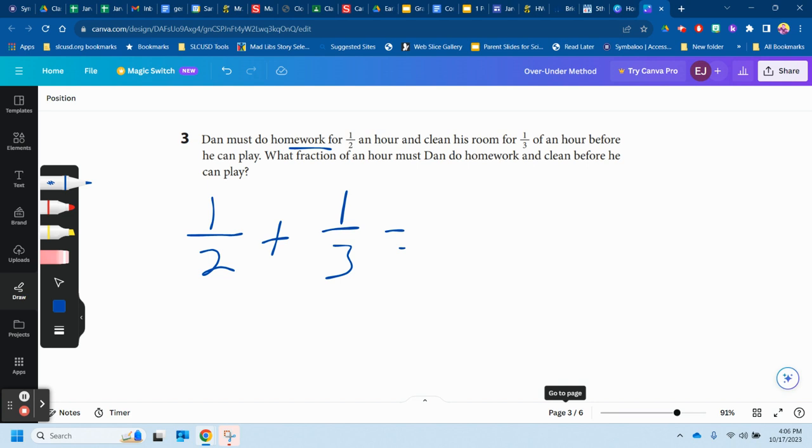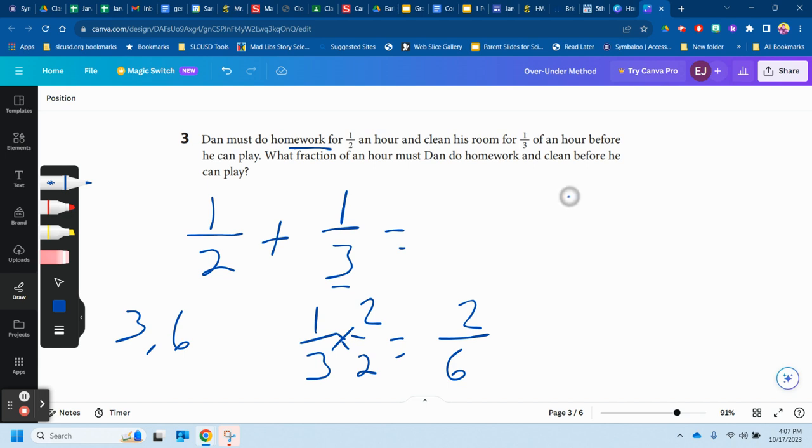But let's go ahead and solve it in a different way. So I'm going to take the larger denominator and write out multiples. 3, 6. Oh, bingo. 6 is divisible by 2 and 3. So I'm going to rewrite these. 1/3 equals something over 6. So I multiplied the denominator and the numerator by what to get 6? 2. 2/6. So it's 2/6.